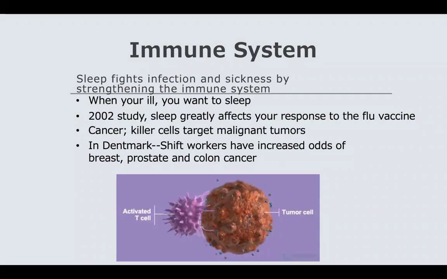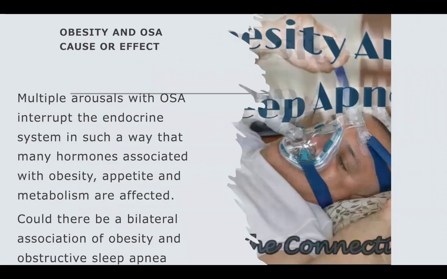When you start dealing with cancer, you're dealing with these activated T cells, and the majority of them are more active and are more effective when you have slept well. How about obesity? There are multiple arousals while you're sleeping that affect the endocrine system, and certain hormones are out of balance if you're not sleeping well.